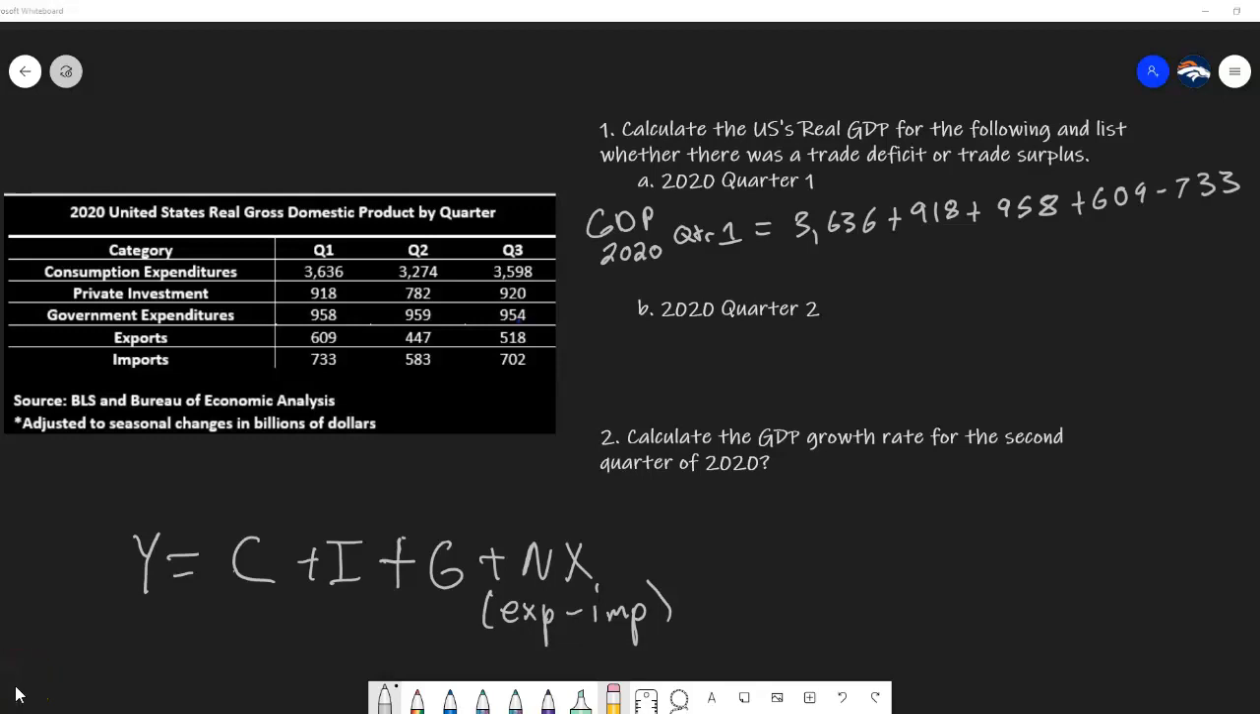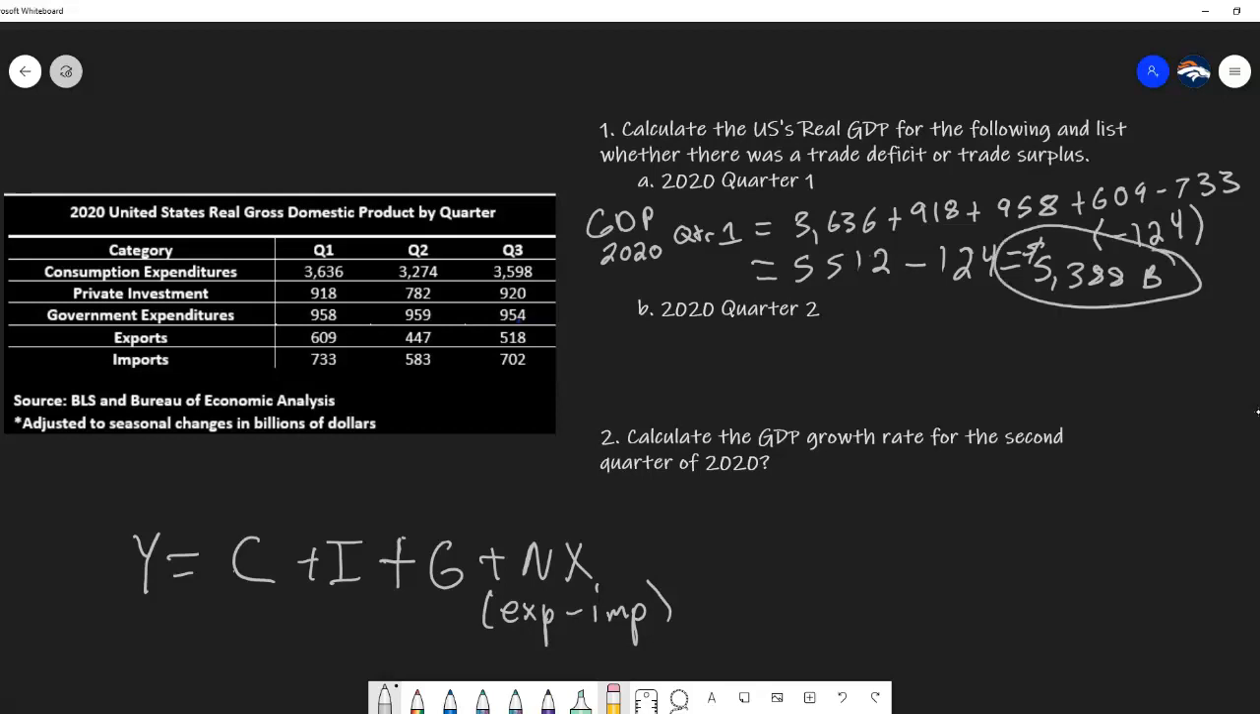When you calculate that number, 609 minus 733, I'm going to do that first, my net X, you would have a negative 124 billion. So you would subtract that out. You calculate it, you're going to get a negative number there. We have a trade deficit. Getting a little bit ahead of myself. So you just add these in. It's simple addition and subtraction, and you end up with 5,012 billion minus 124 for that first quarter. So that was the GDP in quarter one, 2020.